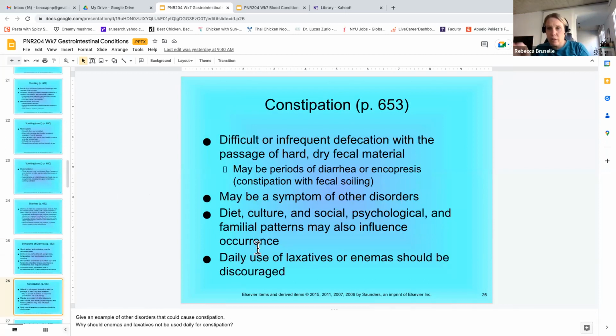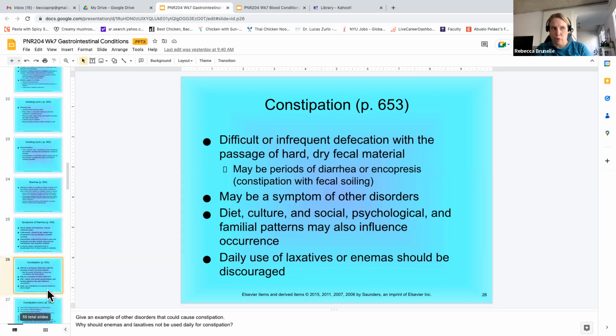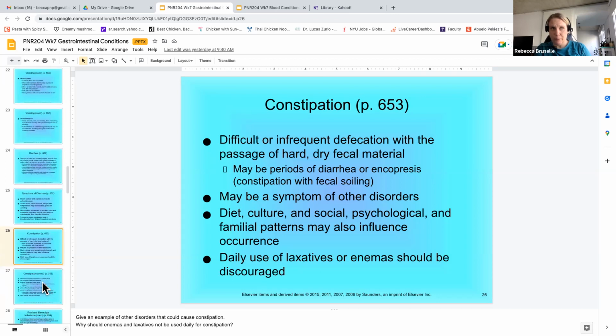So kind of on the other end of the spectrum, there's constipation. It can be a symptom of something else, or it could be related to their diet. Maybe they're not getting enough water. Maybe they're afraid to poop. They don't spend enough time on the toilet. Generally speaking, you don't use laxatives or enemas in kids. You try to do diet modification and behavior before you really start going down the medication pathway.